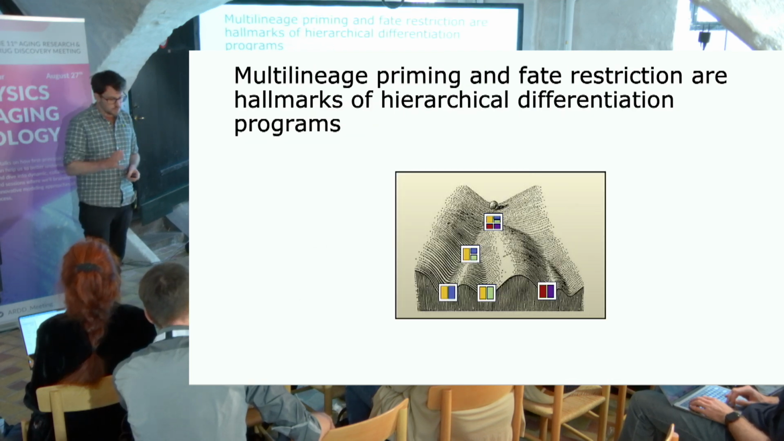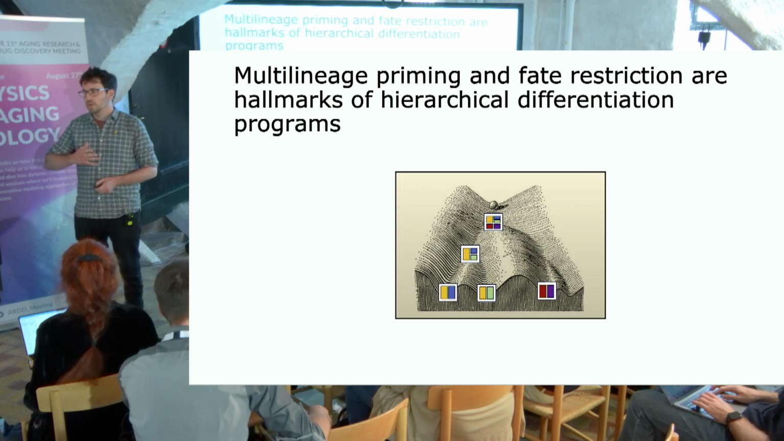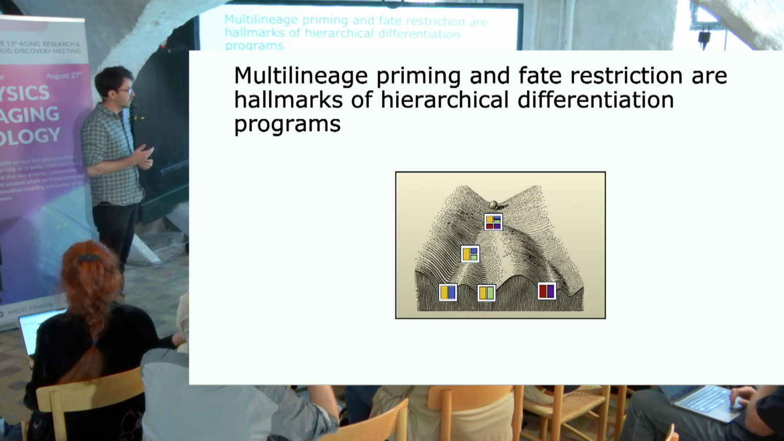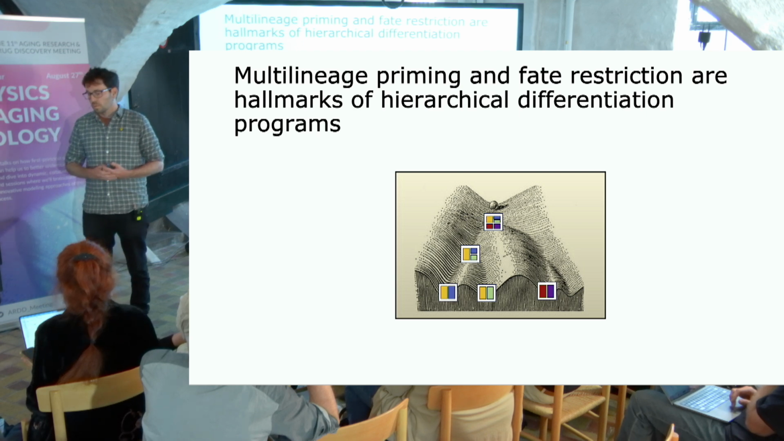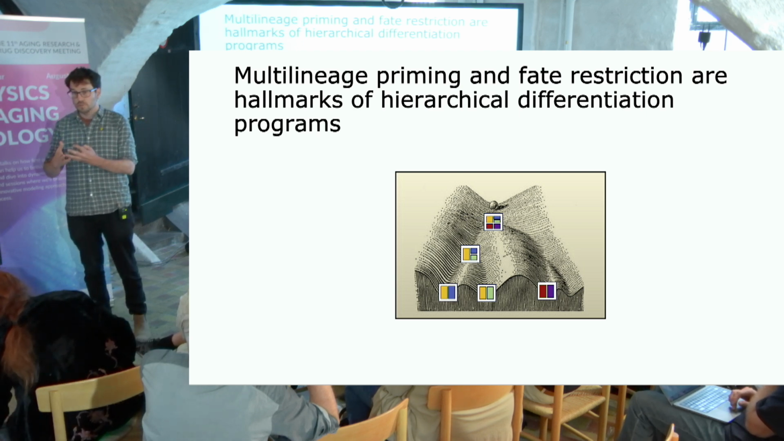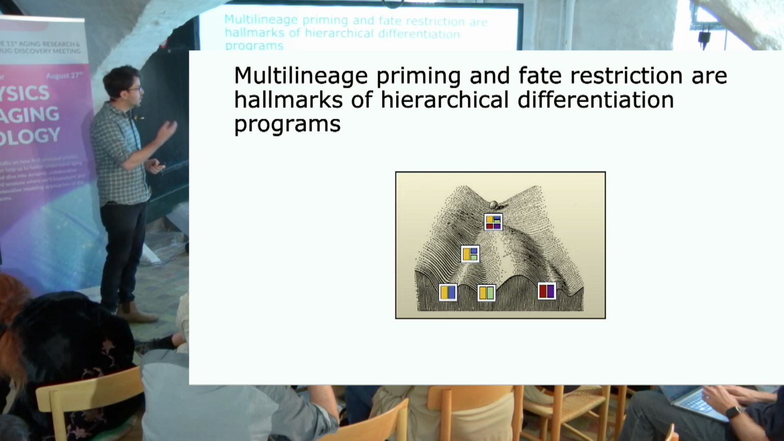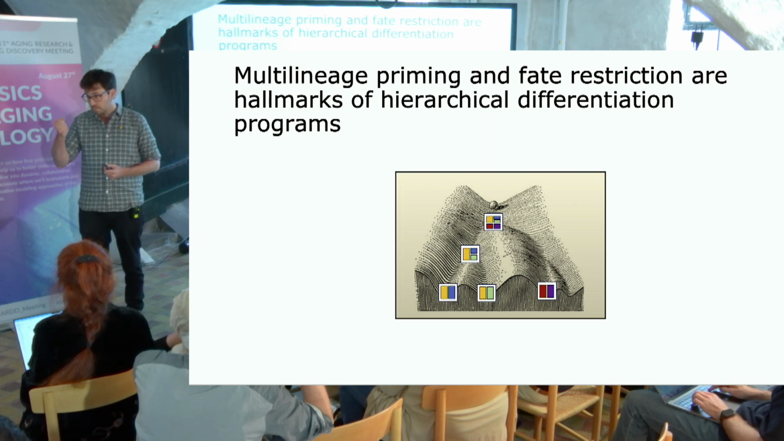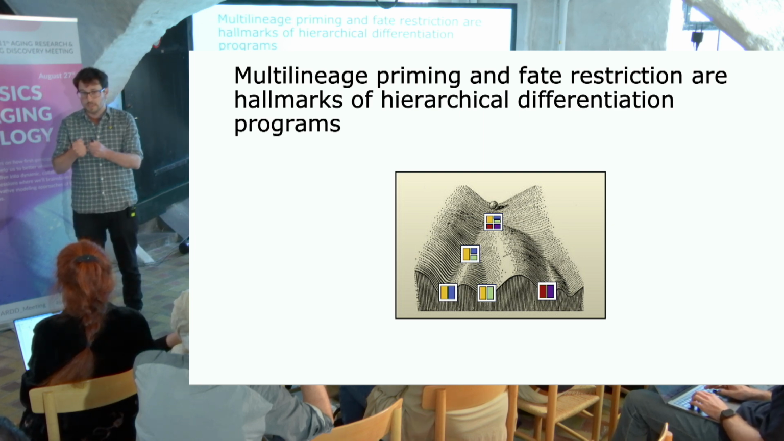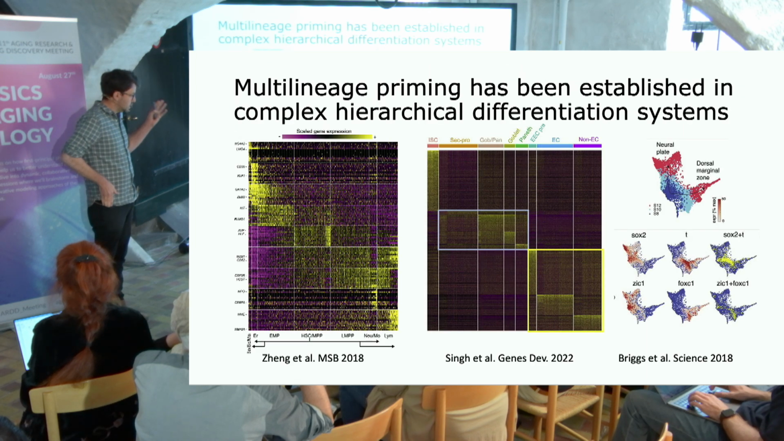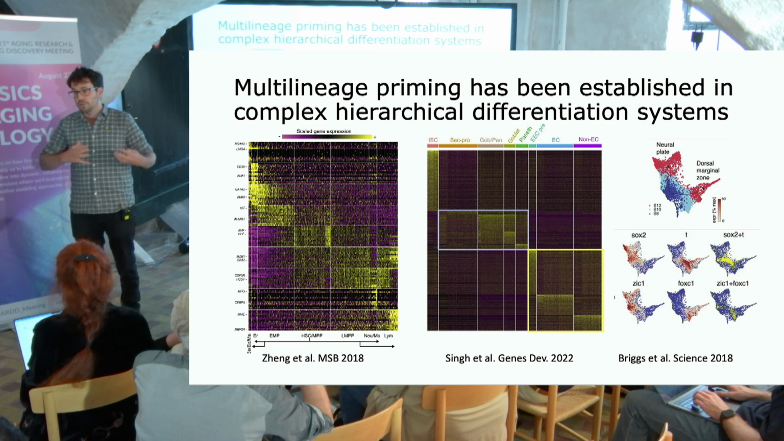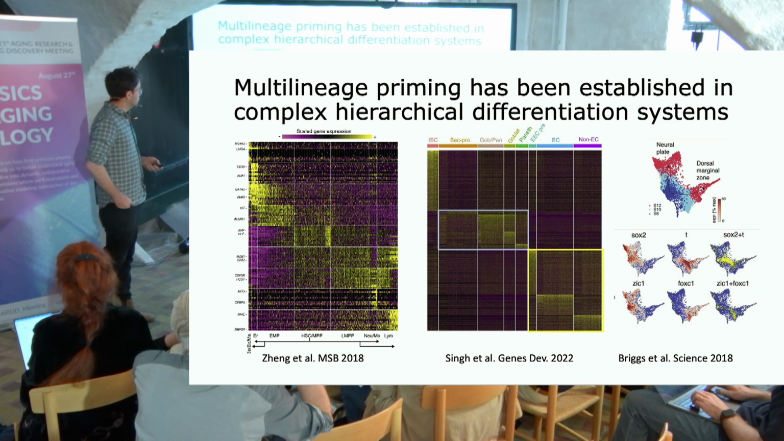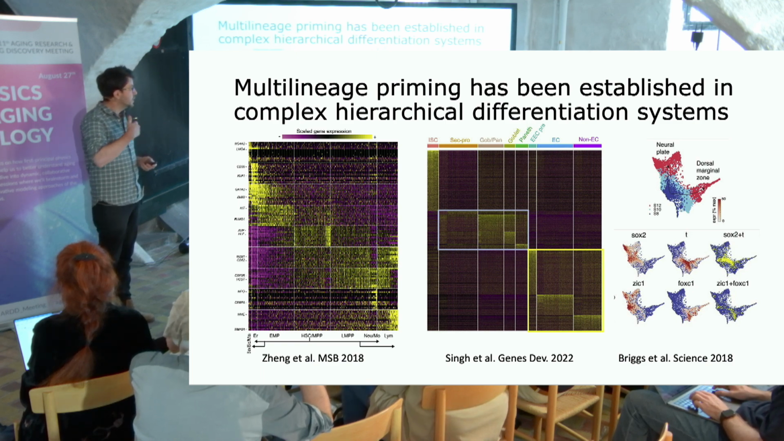Now, one of the hallmarks of this hierarchical differentiation is this idea of multilineage priming, right? So we have our terminal cells, and each of them has some transcriptional profile, which is associated with distinct sets of transcription factors that are activated, and we know that the progenitors tend to co-express different programs of their target cell states. Okay, so this has been established in hematopoiesis, but also in other adult homeostasis systems like the intestine, and also in developmental contexts, okay? So this is the idea of hierarchical differentiation through multilineage priming.